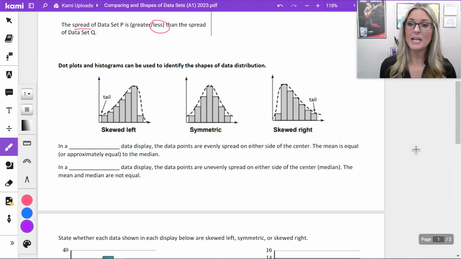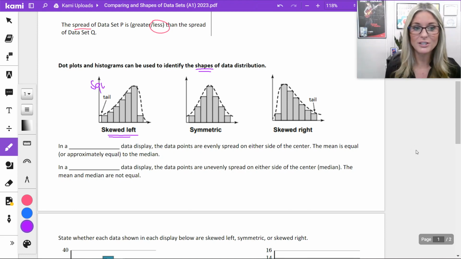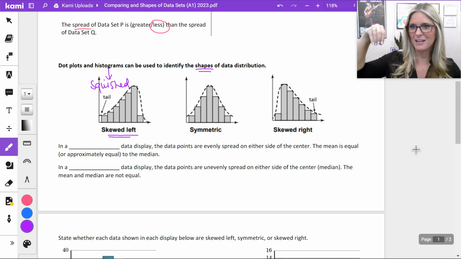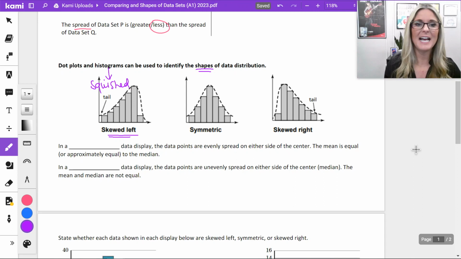Next, we're going to talk about the shapes of data sets. So dot plots and histograms can be used to identify the shapes of our data distribution. So here are three different ways we could see our data distributed. Skewed left, or I like to call it squished on the left. If I was to push down on this left side, all my data would kind of move over to the right side. So squished or skewed left.